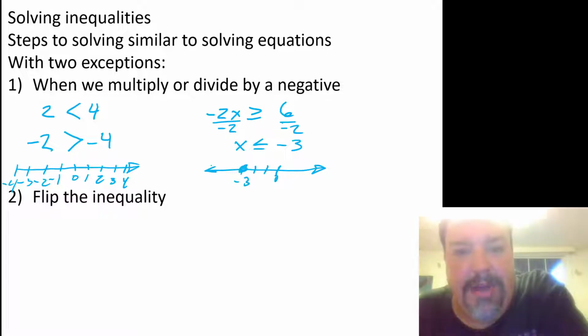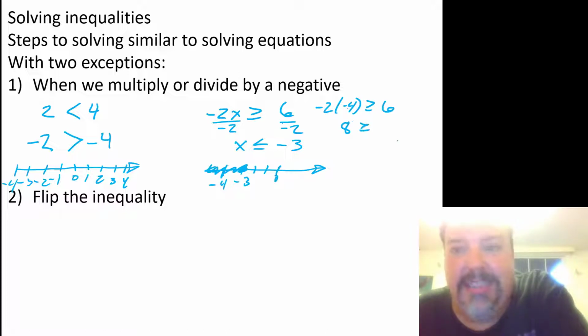And then when we graph that, it's going to be everything to the left of -3 with a solid circle. And so if you wanted to test this, you could put in one of these numbers, like -4. And if we go back here to the original and put in -4, we should find out that it is true.